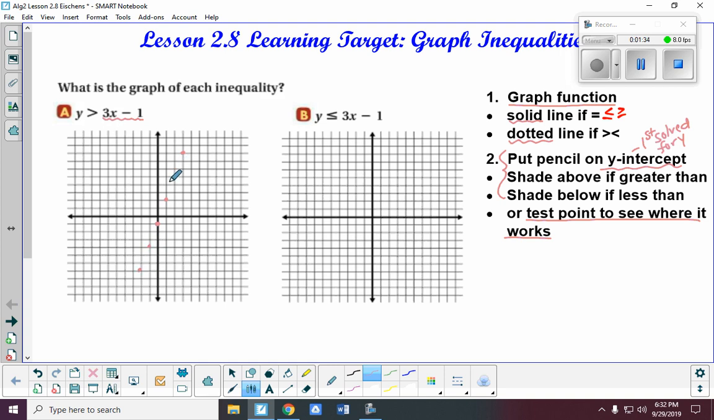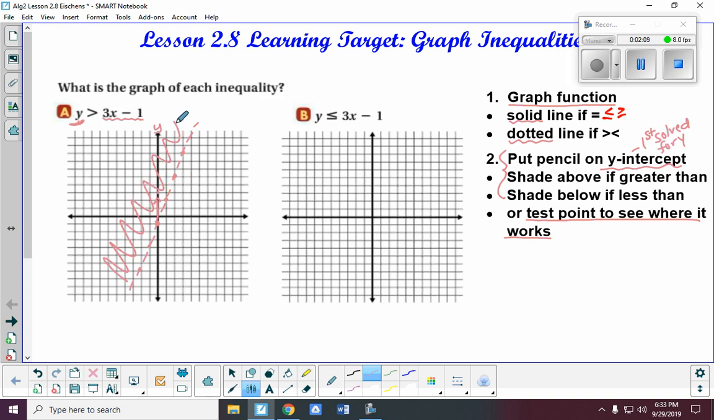So now we have some points, and since this is greater than, it's not equal, it's greater, so we will make a dotted line then. Since this is solved for y, it only works to use this strategy when it's solved for y. We put our pencil on the y-intercept, where this crosses the y-axis, and it says y is greater. Well, if you look at the y-axis, the y's get smaller this direction, the y's increase this direction, and so we're going to shade on this half.